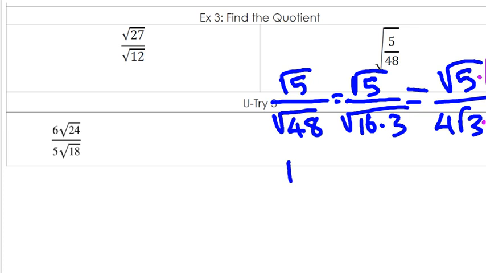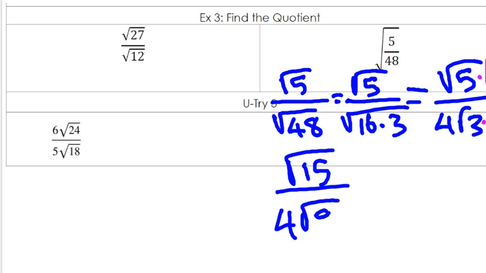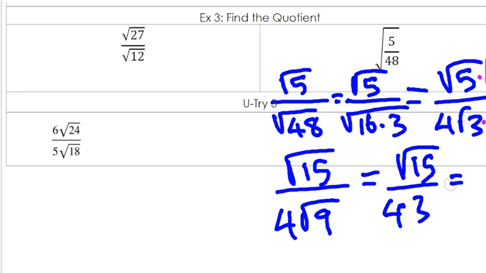We have square root of 15 on the top divided by 4 square root of 9 on the bottom, which will turn into square root of 15 over 4 times 3, and we should write it as square root of 15 over 12. This would be our final answer. Please look at the Utry, simplify the square roots first, and then try to use the rationalizing step and simplify the answer as far as it goes. Please pause the video and try the Utry.